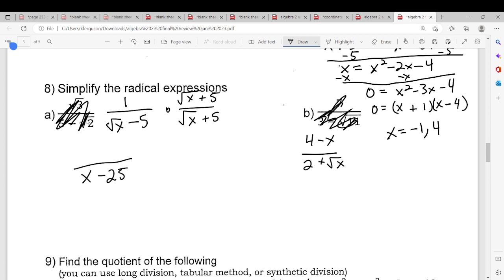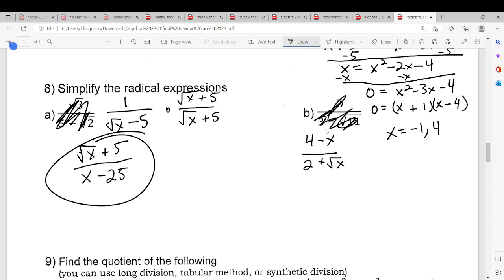So now I take 1 times this, and I get the square root of x plus 5. Now the thing is this, it doesn't matter that I got a square root in the numerator. Having it in the top, no big deal. It's having it at the bottom that's a problem. So this is my final answer.